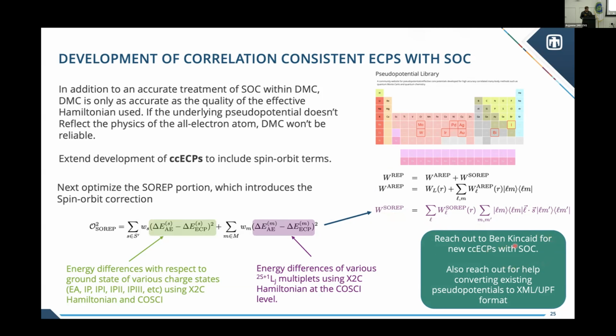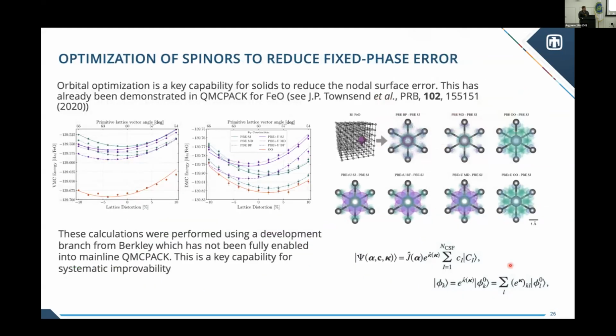And if they don't exist, reach out to one of us and we can talk about how to convert some other potentials into a form that we can use so you can actually do your calculation. It may not be a CCECP, but you could do something. So that's basically everything that you need to do a calculation in QMCPACK for spin orbit.